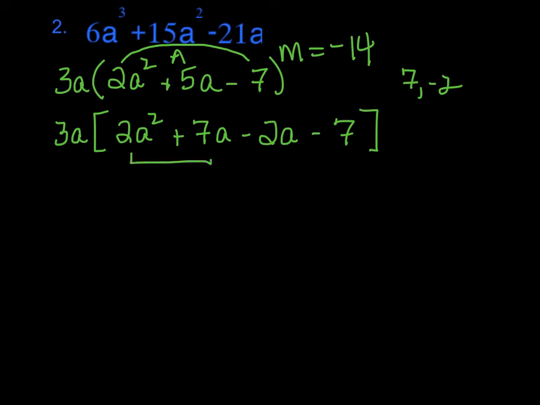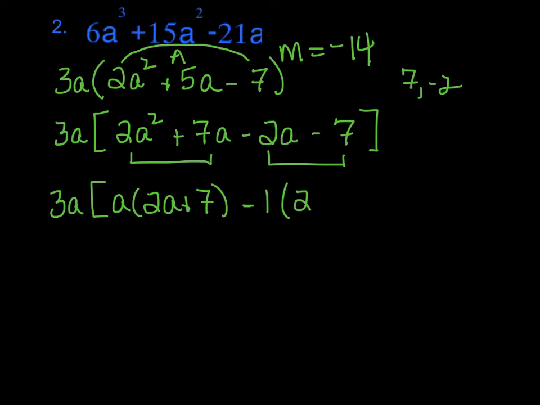Okay, then we're going to group, and we're going to group. Alrighty, let's keep bringing that 3a down. All right, so out of the first two there, I see that they both have an a in common. So that leaves me with 2a plus 7. And out of my second group here, I see that they're divisible by a negative 1. And when I do that, I'm also going to get 2a plus 7, which remember, that's what I want. I want those parentheses to match up. All right, so again, I keep bringing that GCF of 3a down.